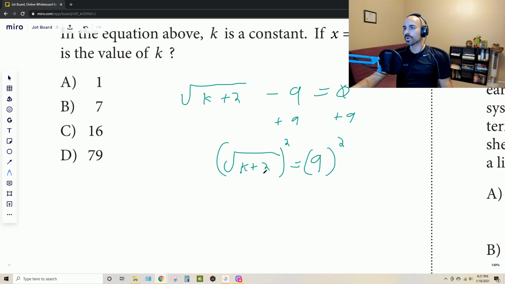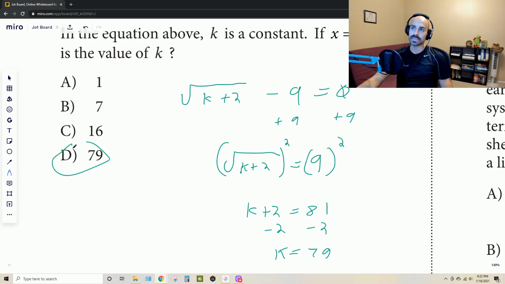And so we're squaring both sides to get rid of that house. So all you have is k plus 2 is equal to 81. And now to get k by itself, we just subtract 2 to the other side, minus 2, and you have k is equal to 79, and that will give us D.